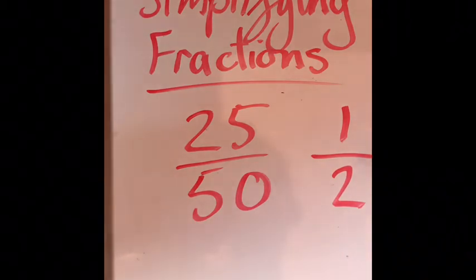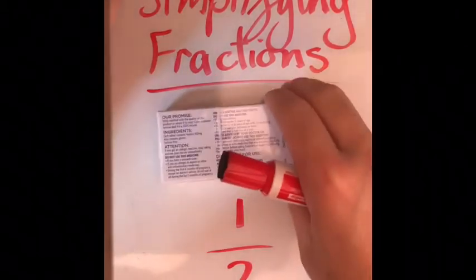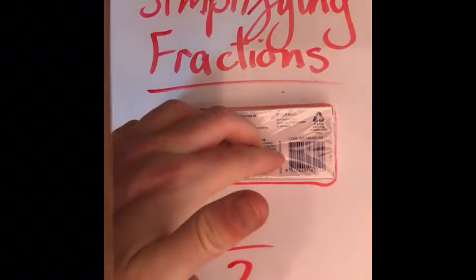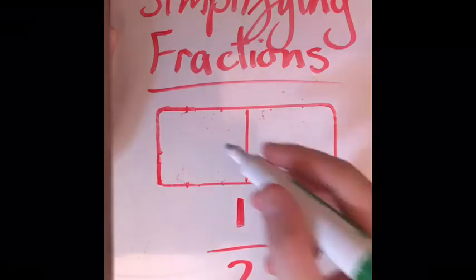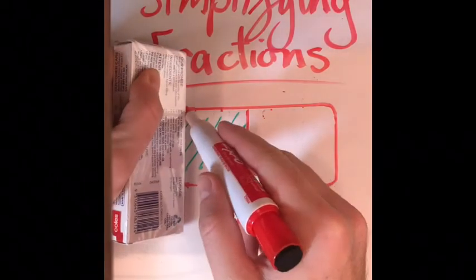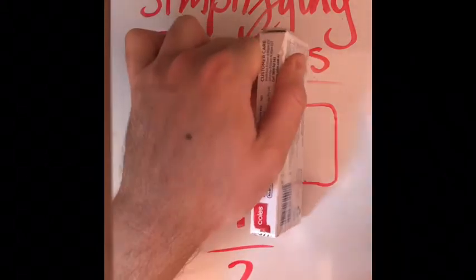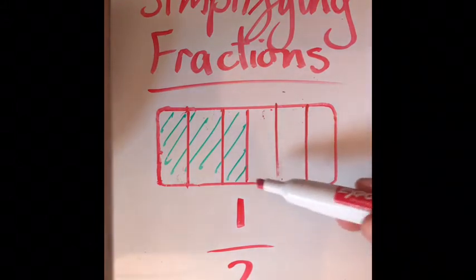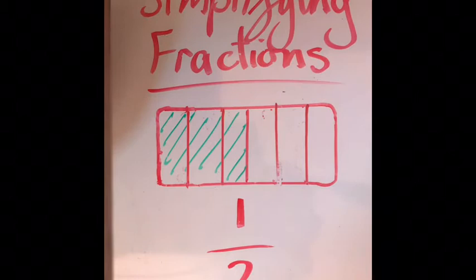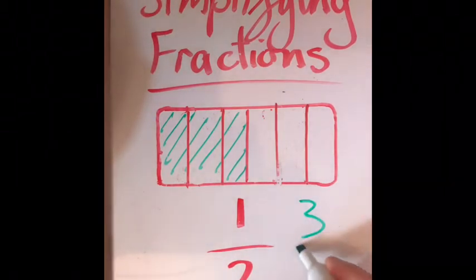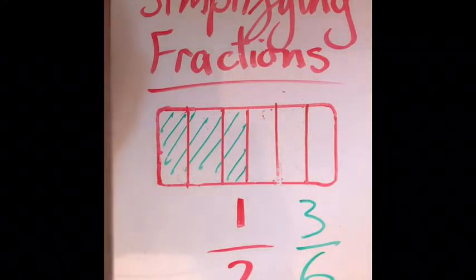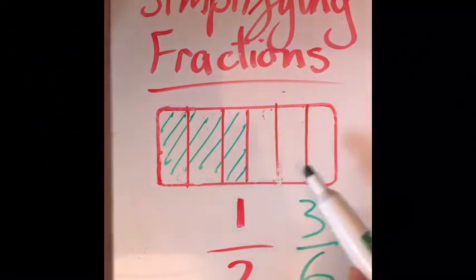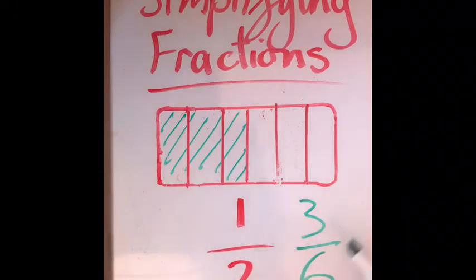So let's continue this idea by looking at 1 over 2. And now we add in more lines to make it a bit more complicated. The area of the rectangle is still 1/2, but the fraction is now 3 over 6, which is still the same. This number is bigger because it's been divided into more parts, but the value of the fraction is still the same.